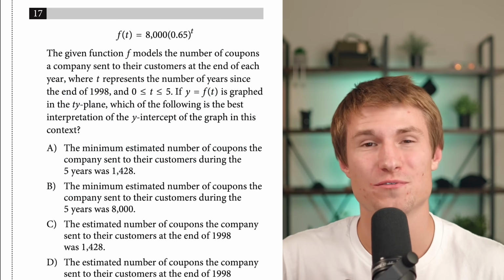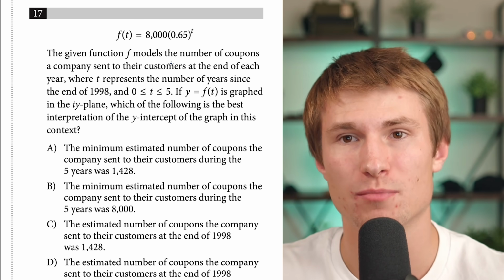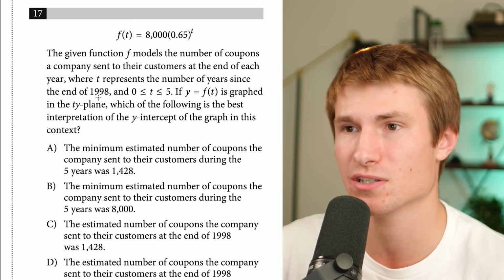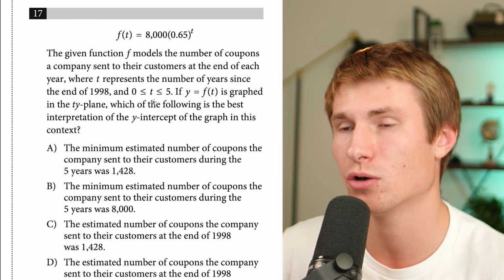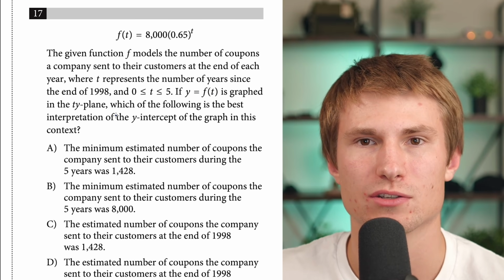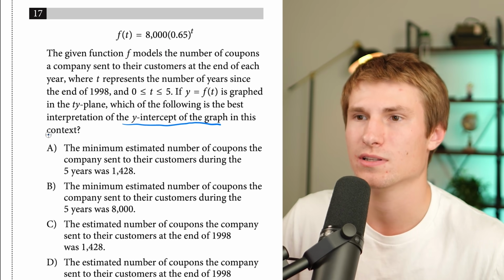Here's an example of why you need to know the exponential growth formula for the SAT. Question 17 states the given function f models the number of coupons a company sent to their customers at the end of each year, where t represents the number of years since the end of 1998 and t is between 0 and 5 inclusive. If y is equal to f of t is graphed in the ty plane, which of the following is the best interpretation of the y-intercept of the graph in this context?